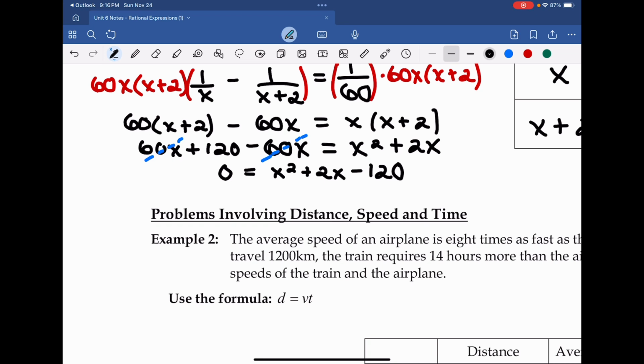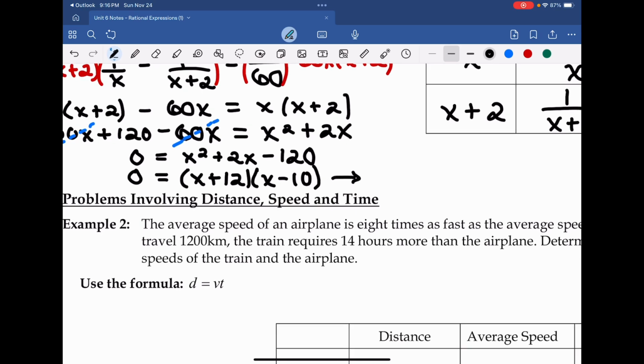Now, when we get to this stage of a quadratic equation, we always know that we factor it. And in this case, we can do it by inspection. I'm going to get 0 equal to things that multiply to make -120 and add to make 2. That gives us x plus 12 and x minus 10. There we go. And then from here, we would get the following two solutions: x is equal to -12 and x is equal to 10.